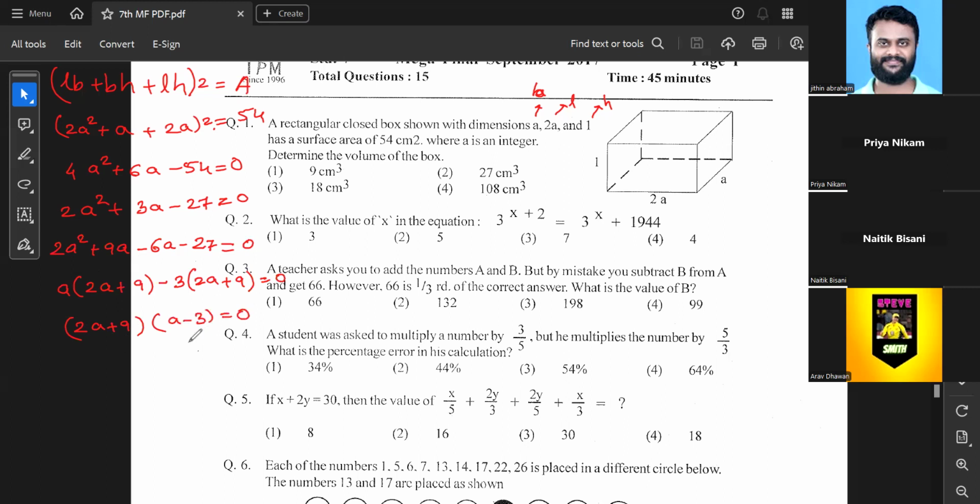That gives me two values. One is positive, the other one is negative. The positive value is going to be A is equal to 3. So I'll be considering A is equal to 3 itself. So the volume goes, this is 6, this is 3, and this is 1. So 6 into 3 into 1 is 18. 18 will be your answer because the volume's formula is LBH. 6 into 3 into 1. I hope it's clear.